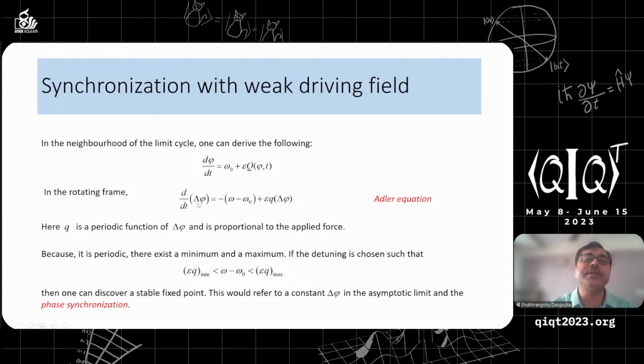Okay, in the asymptotic limit, the phase synchronization happens in this way when there is one single oscillator, and it is happening in the neighborhood of the limit cycle. We assume that it is already near the limit cycle. That means we are not much bothered about the amplitude of the oscillator, rather the phase of the oscillator.